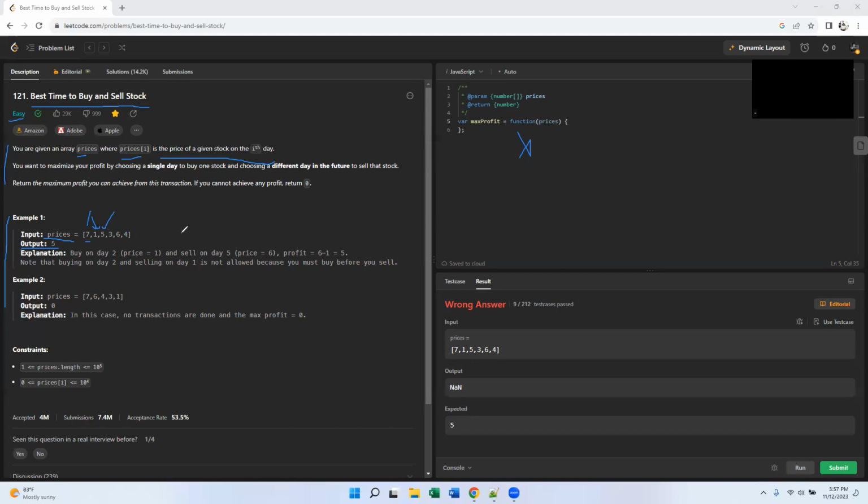So there are two ways. One is the way I just tried, iterating using two loops. For each day in the input array, we treat it as the buy day and sell on all other days, and maximize the profit. That will take O(n squared).